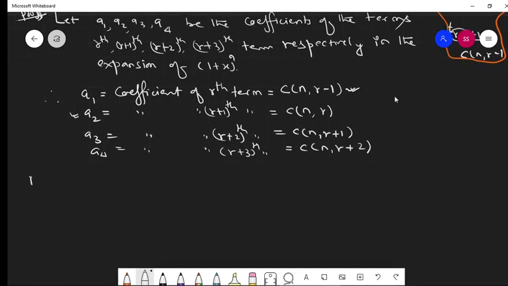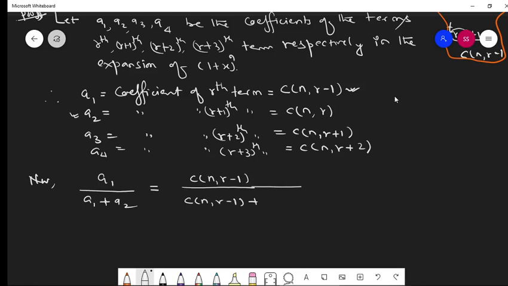now the first condition is we have given a1 over (a1 plus a2). Let's find the result of this pattern. So a1 is C(n, r minus 1), plus a2, C(n, r).